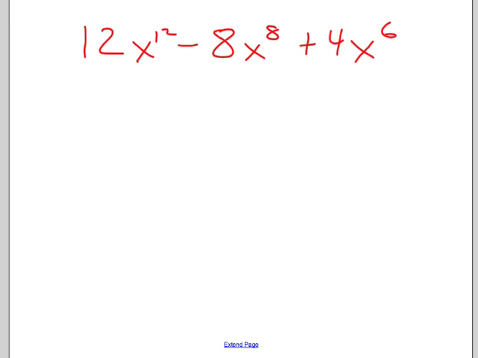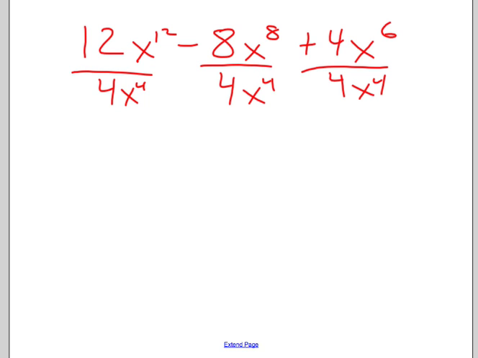Example 2 is still the same type of problem where we have 12x to the 12 minus 8x to the 8 plus 4x to the 6th. And then we're supposed to divide that by 4x to the 4th. So we can just put that 4x to the 4th underneath each term to reduce it down. And that gives you 3x to the 8th minus 2x to the 4th plus x squared.